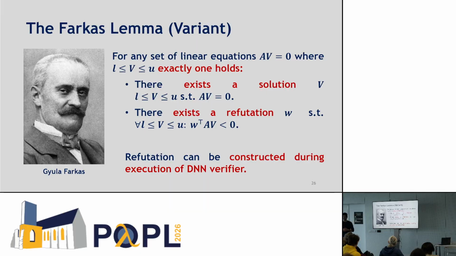I'm sure most of you are familiar with it. It has many variants, but the variant that we're using is relevant to the linear portion of the queries that we already saw. In this variant, it tells us the following. Either there exists a solution, a satisfying assignment for the variables that satisfies all the constraints, or there is a refutation in the form of a vector such that it creates a linear combination of the tableau that could never be satisfied by variables in these bounds. And not only does it exist, we can also construct it during a verification process.